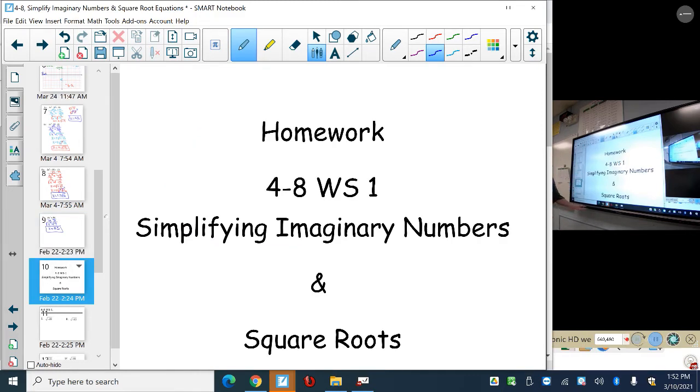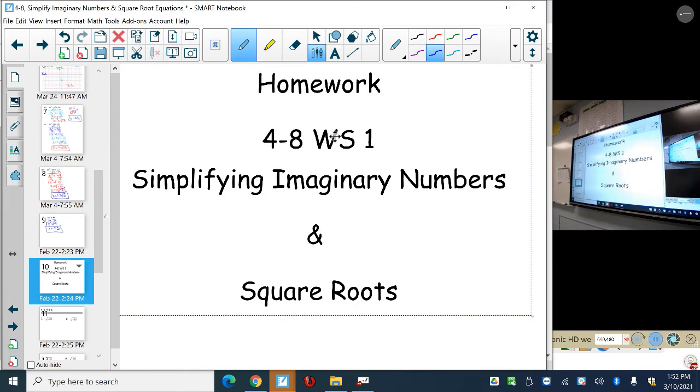Tonight's homework is going to be Board 8, Worksheet 1. Simplifying imaginary numbers and square root equations.